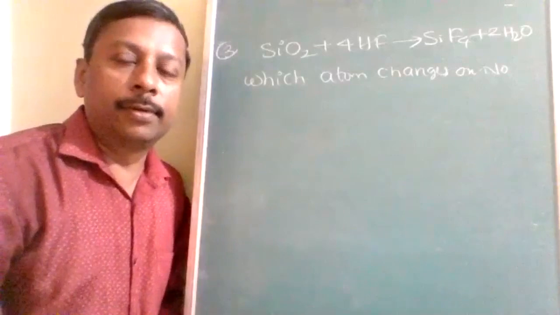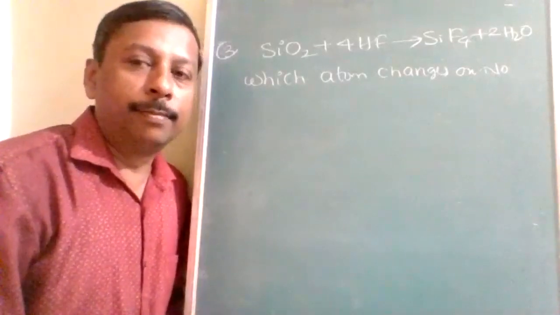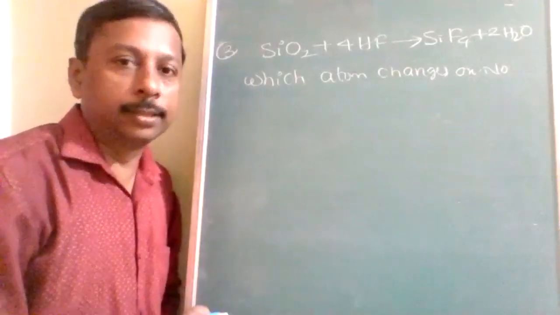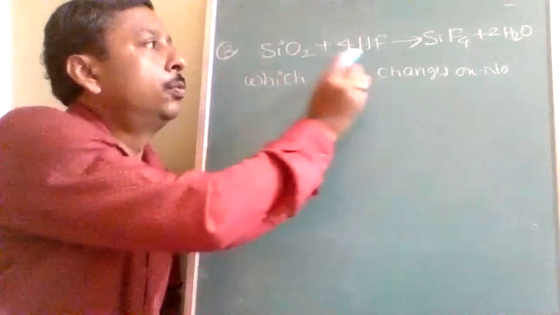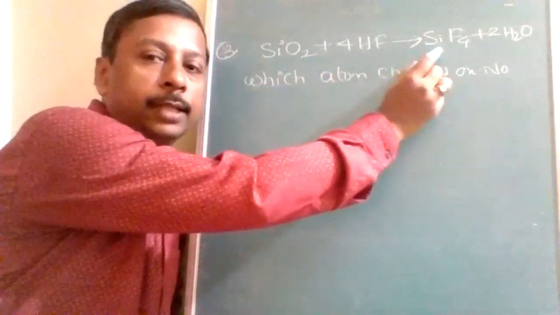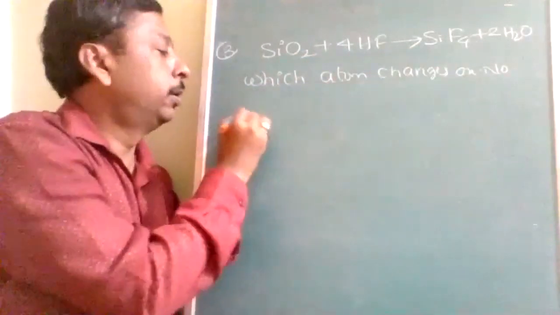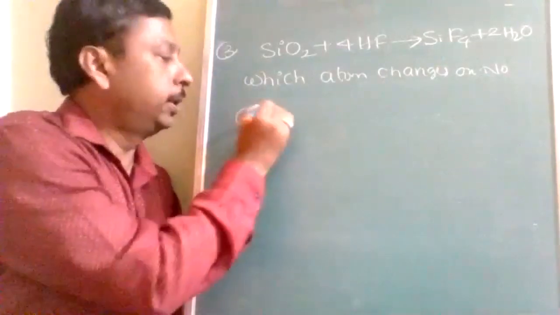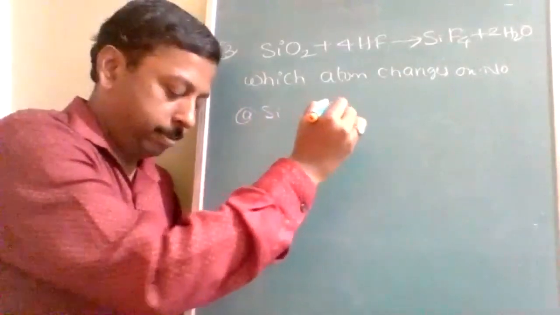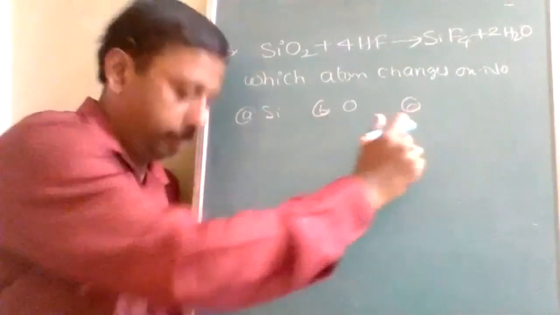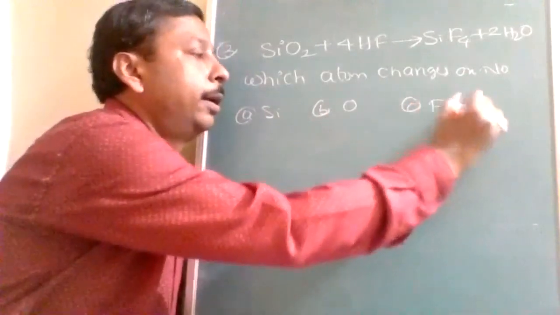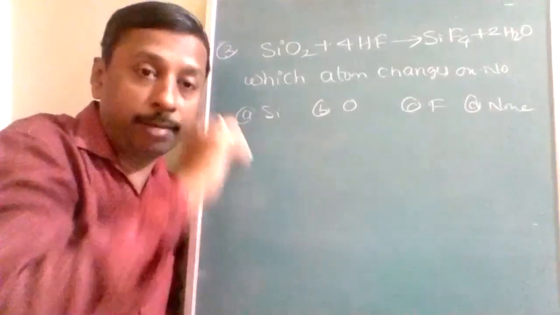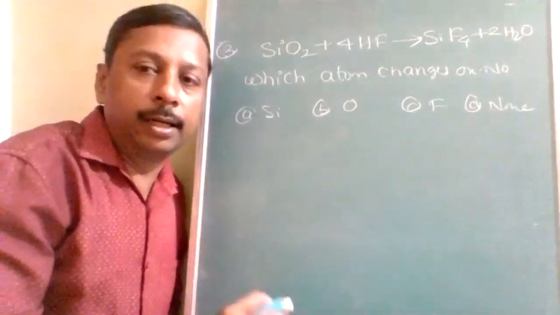Okay, there is a third question, a very simple question, but the options are given in such a way that you will get confused and give the wrong answer. According to this, SiO2 plus 4HF gives SiF4 plus 2H2O. The options are all elements: A is silicon, B is oxygen, C is fluorine, and D is none. Normally we go for option D only in a very critical condition, unless it is confirmed.